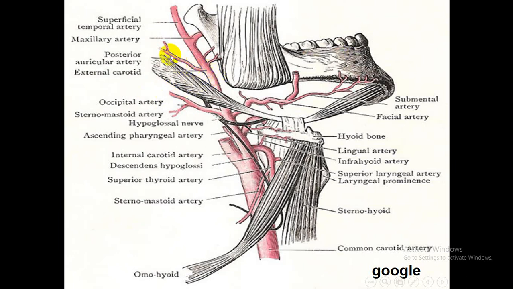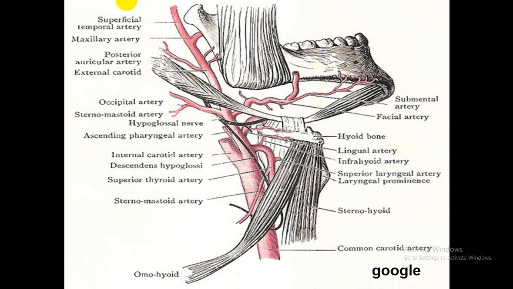Now, the posterior auricular arises from the posterior aspect of the external carotid artery. It runs along the superior border, هذا superior هذا كان inferior border, superior border of the posterior belly of the digastric. فإذا نحن من نشأ الدايجاستريك، الارتري اللي راح يكون فوقه راح يكون البوستيرير اوريكولار واللي تحته راح يكون عبارة عن الأوكسيبيتال artery اللي راح يطلعون من posterior aspect of the external carotid artery.